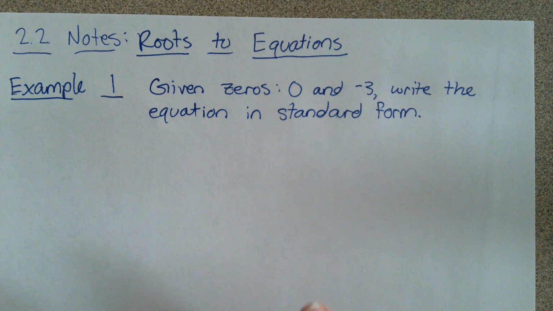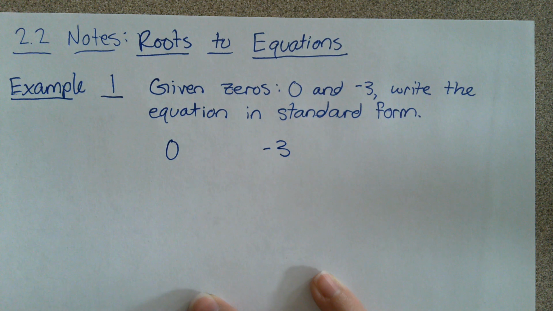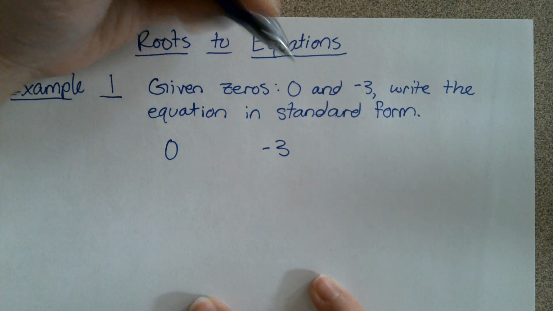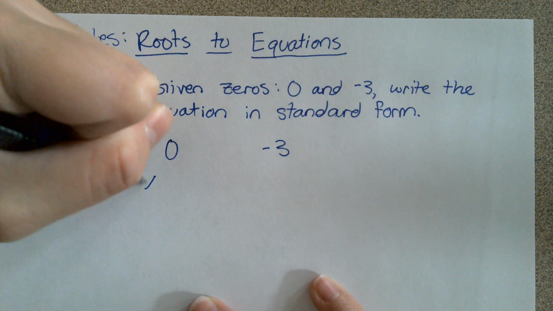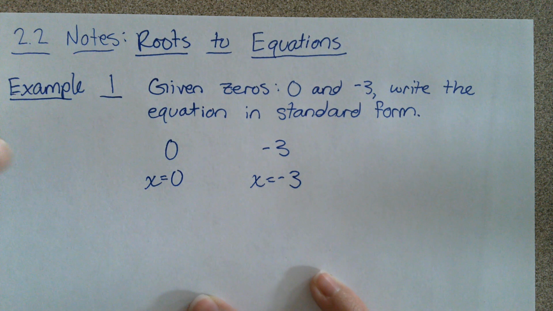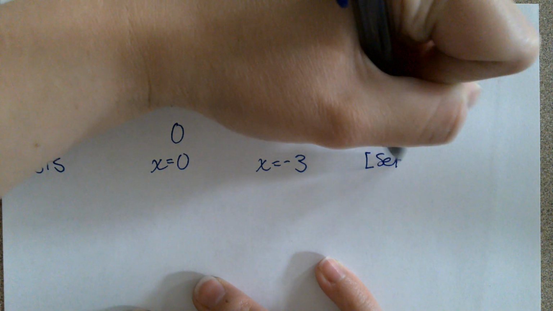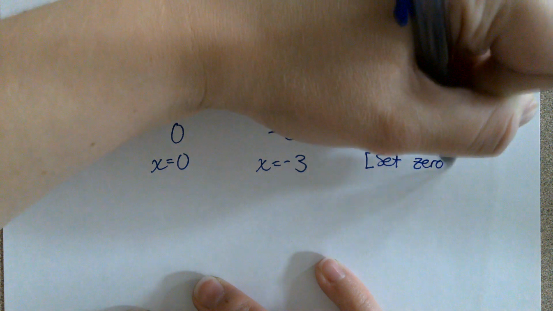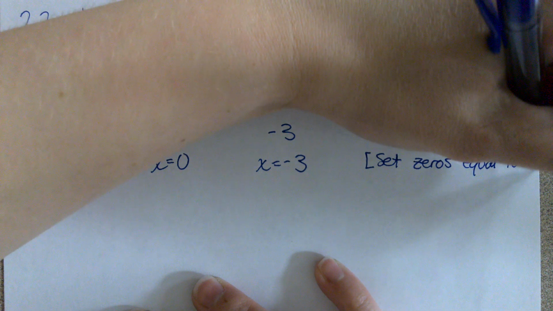So we are told that our zeros are 0 and -3. These are the roots. So first thing we need to do is we need to set these equal to x. So we're going to rewrite this as x equals 0 and x equals -3. So these are technically the roots. So our first step here, set zeros equal to x.